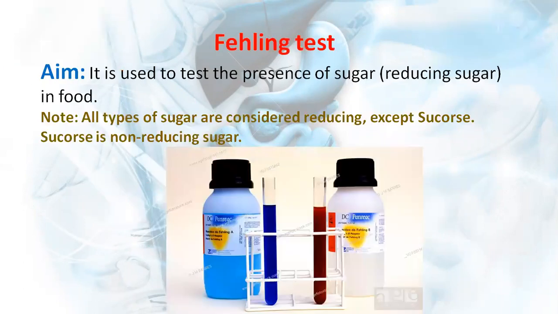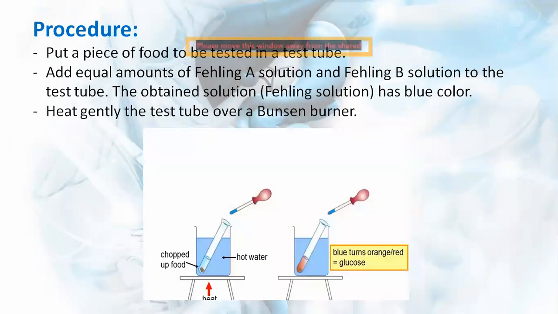Here we go. First of all, let's talk about the Fehling test. What is the aim of the Fehling test? The Fehling test is done to test for the presence of reducing sugar. All the sugars in our body are reducing except for sucrose. Sucrose is a non-reducing sugar. So why do we do the Fehling test? It is done to identify the presence of reducing sugar, meaning all of the sugars except sucrose.